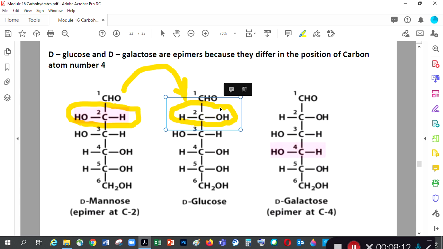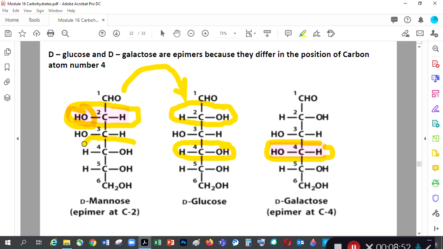So here it is. The OH is on the right, and here the OH is on the left, and here the OH is on the right. So now, if you look at those two compared to galactose, galactose is not an epimer with both at carbon 2. But if you look at carbon 4, look at this carbon 4 here, and carbon 4 here, and carbon 4 here.